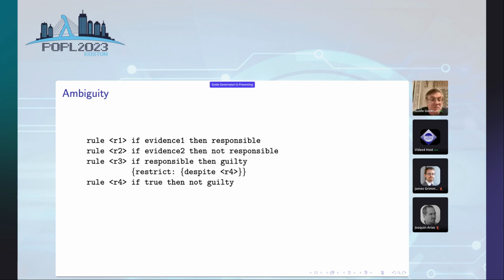So far, so good. So what about a case where we are not able to conclude responsible? Then essentially we can go for rule 4, which is the default rule to assess not guilty.